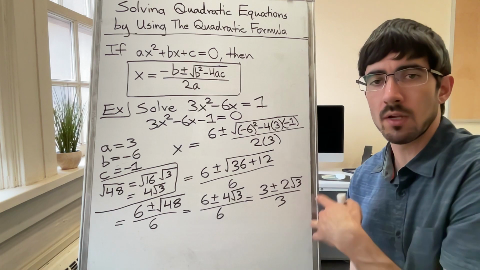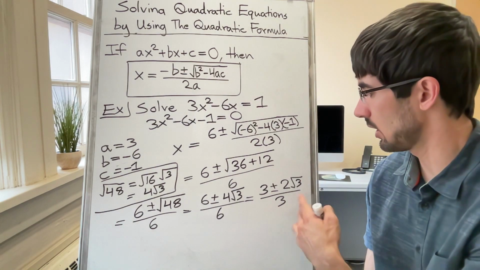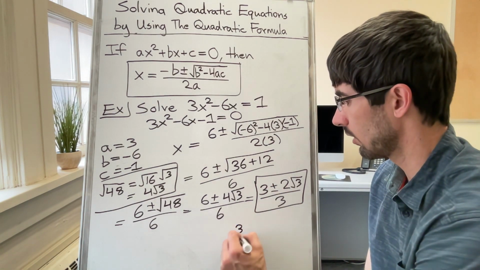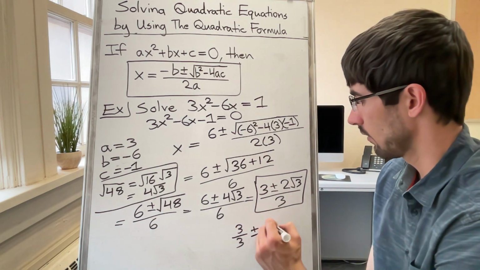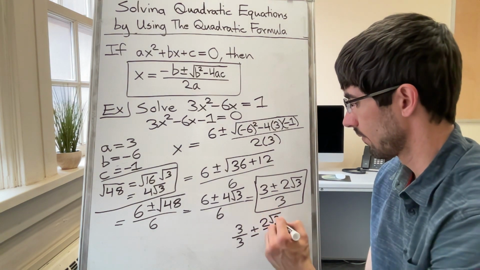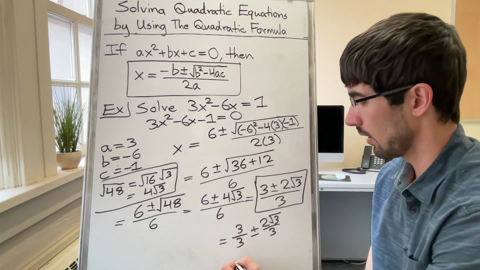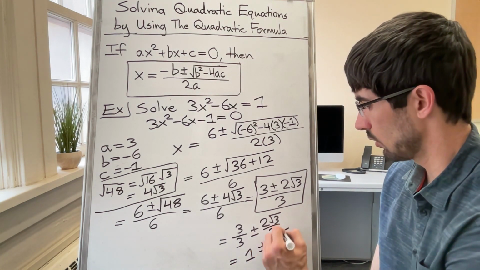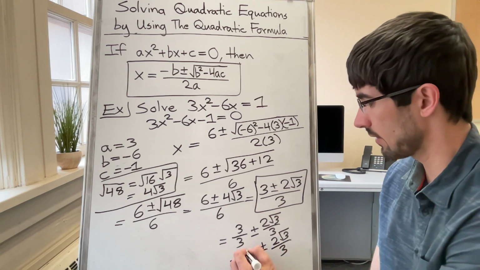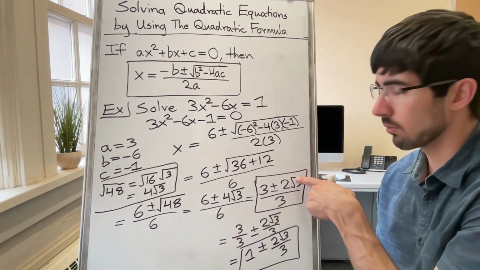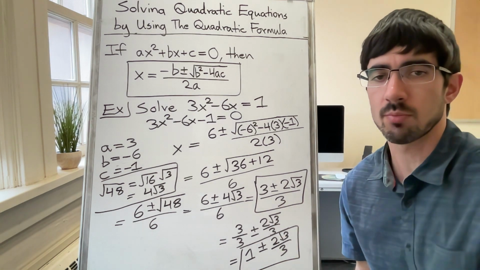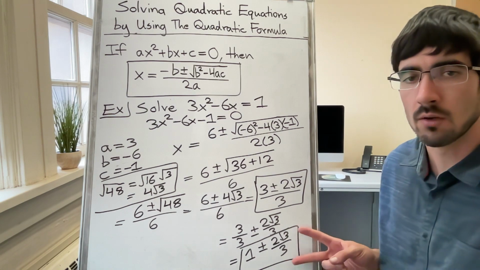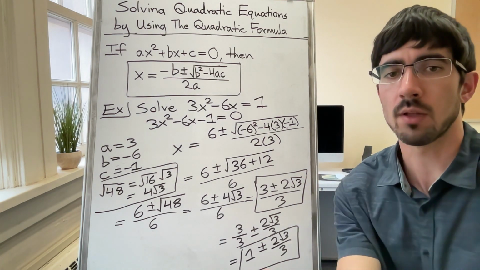Now there's more than one way to write this answer, so I might just take a minute to show it in another way. Here's the solution, but I could also break apart this fraction and write it like this, which would give me 1 plus or minus 2 root 3 over 3. So this has the same meaning as what we wrote above. It's just a different way of expressing the final solutions. Again, this represents two solutions, whether it's here or here, because of the plus and minus signs.